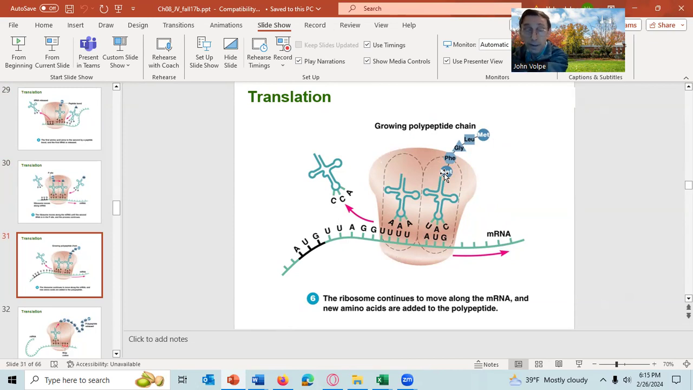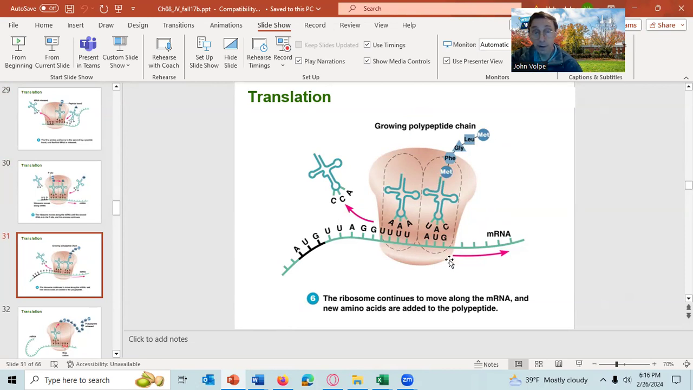And you'll note that AUG later in the messenger RNA codes for the amino acid methionine. In this case, it's not coding for the start of protein translation. Any question about any of that?